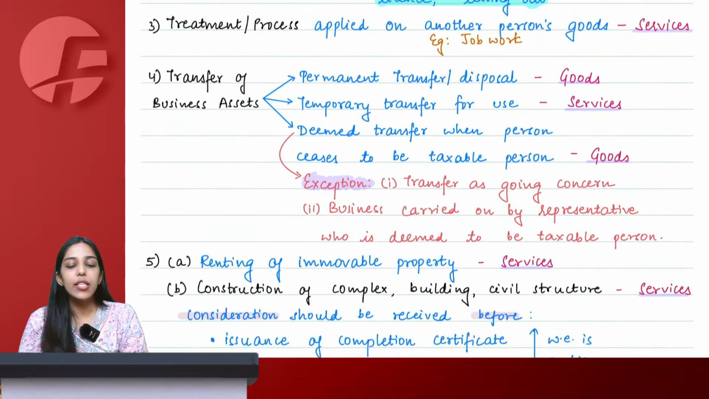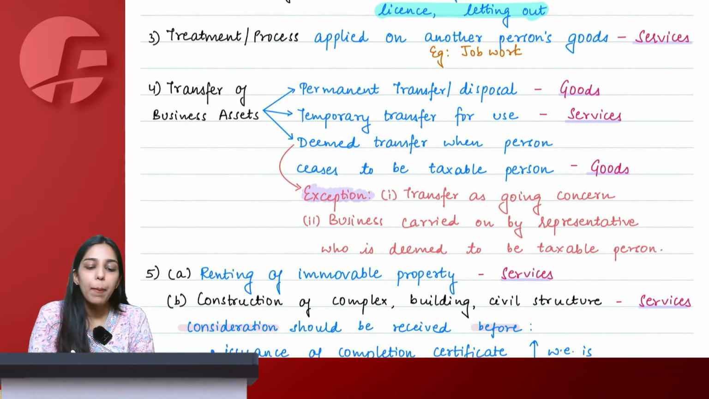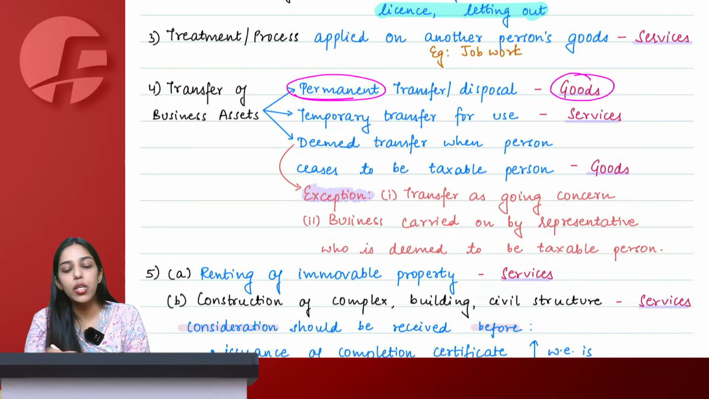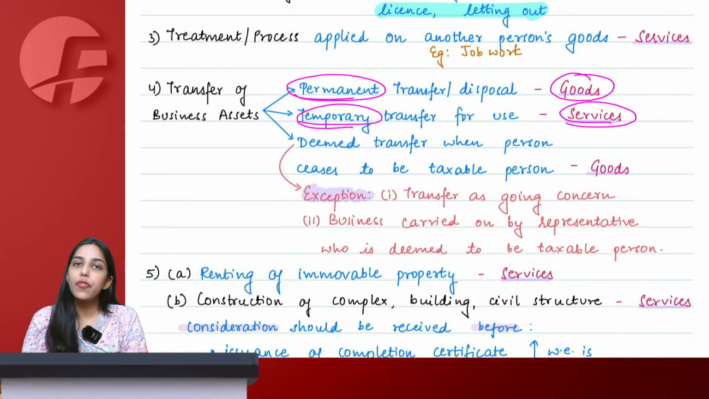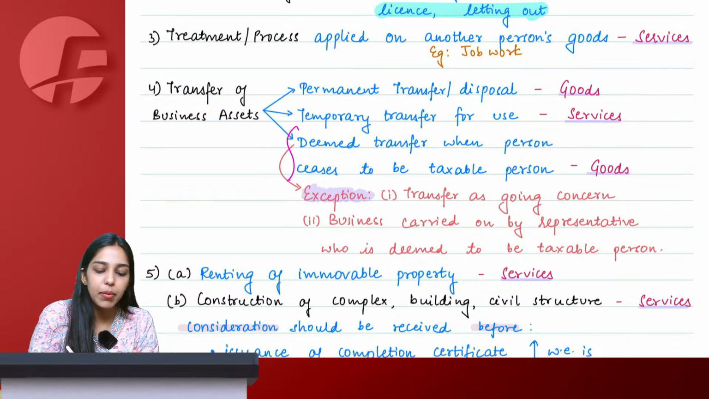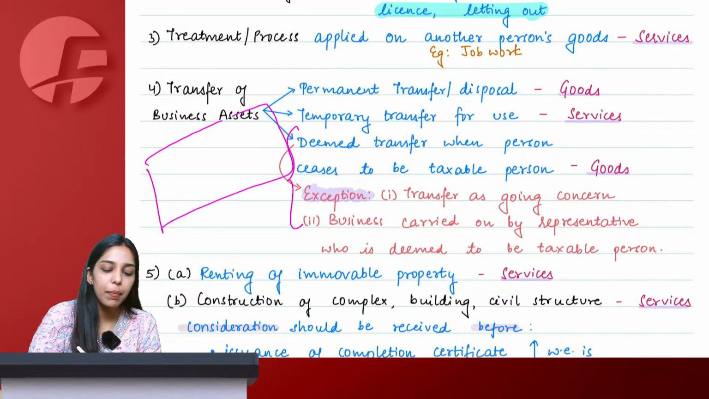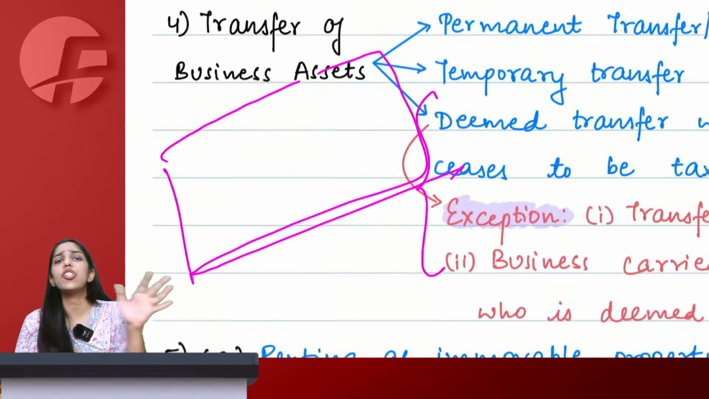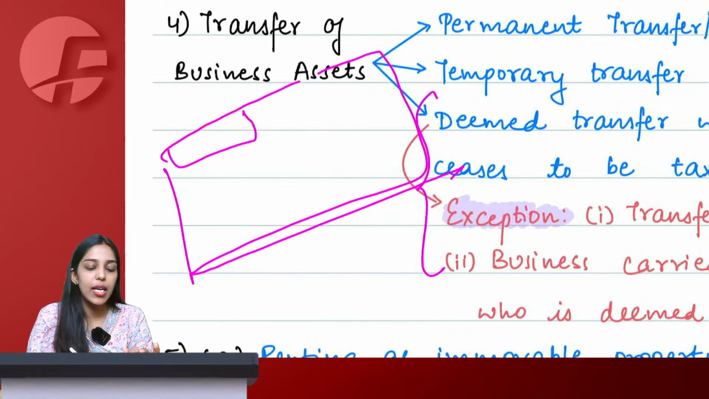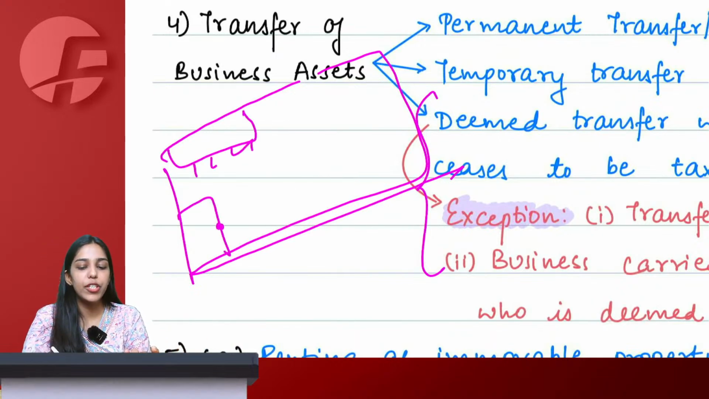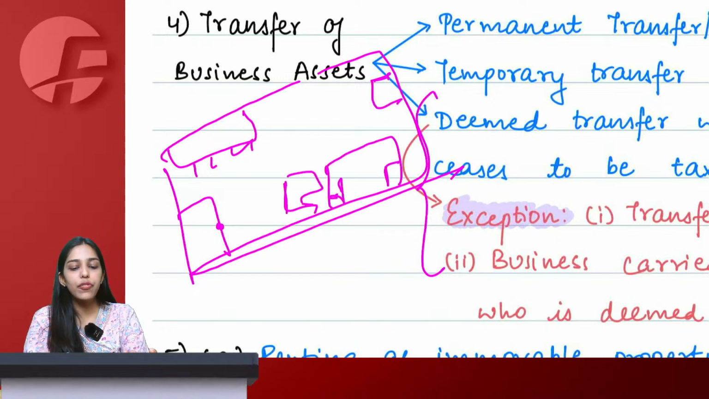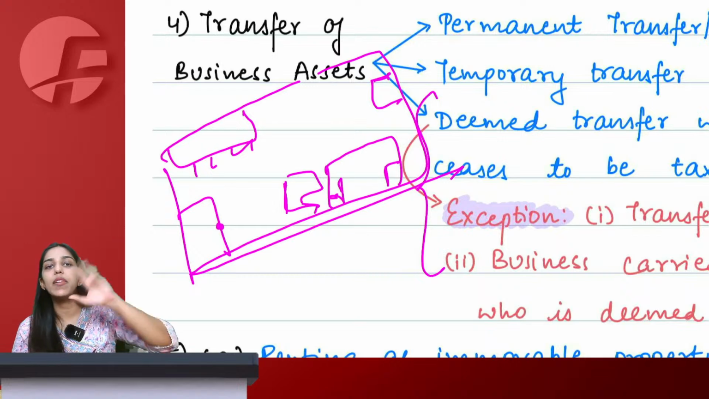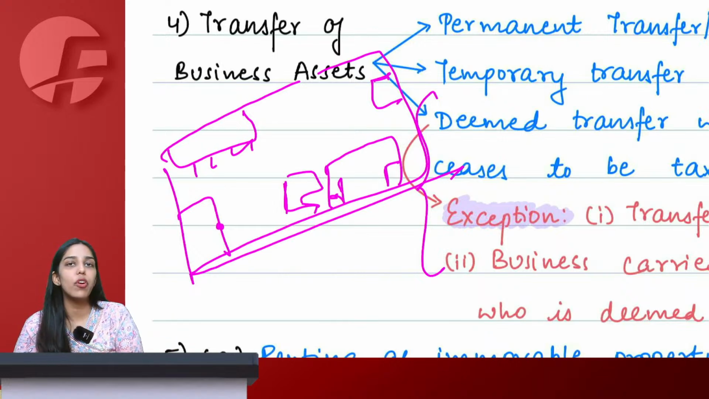Alright. Then transfer of business asset, very simple. Permanent transfer, supply of goods. Temporary transfer, supply of services. This point simply says that, let's say, I set up a business today. I purchased a lot of assets. I purchased an air conditioner, I purchased a fridge, I purchased a TV, there's this table here and a chair. All of these assets I purchased and I kept availing ITC on all of them because they were for business purpose.